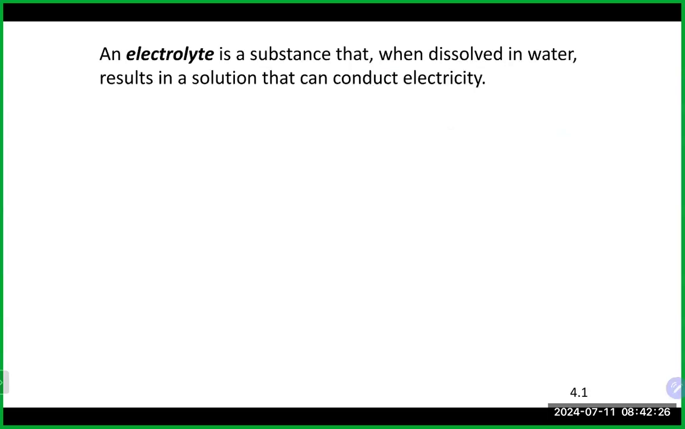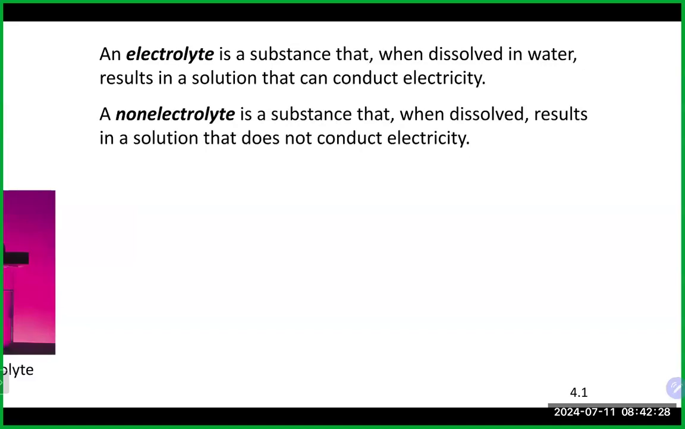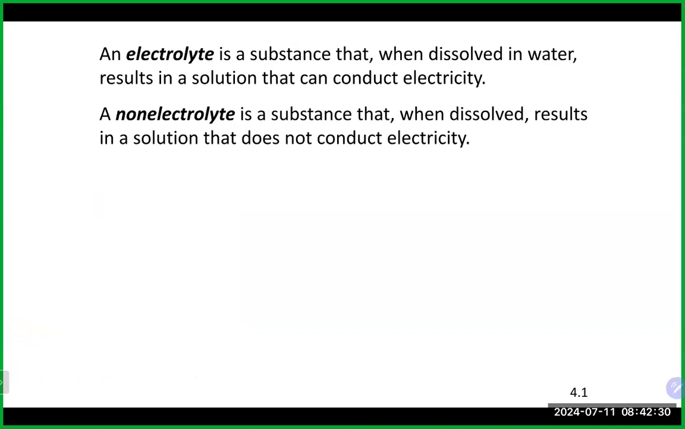Okay, so let's get into some of the things, and we're going to start with double displacement reactions here. But before we do that, let's talk a little about electrolytes. Electrolytes are substances that, when they dissolve in water, result in a solution that conducts electricity. A non-electrolyte is a substance that, when dissolved, will not conduct electricity.